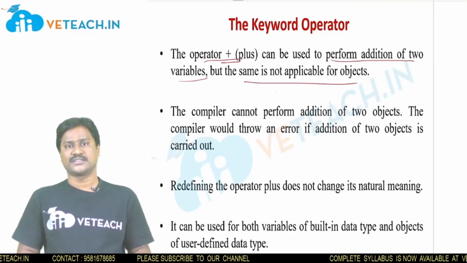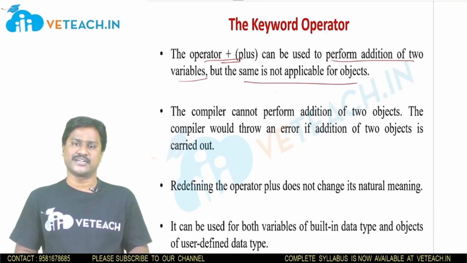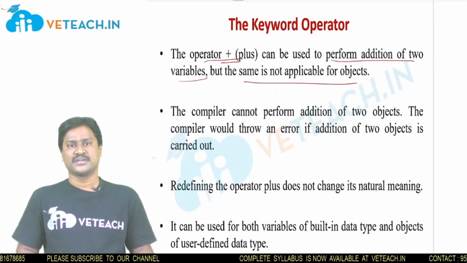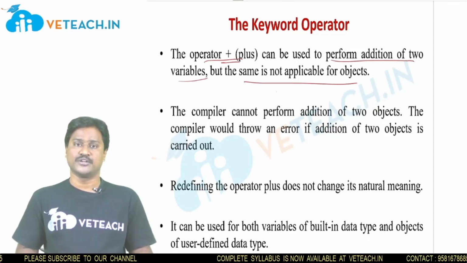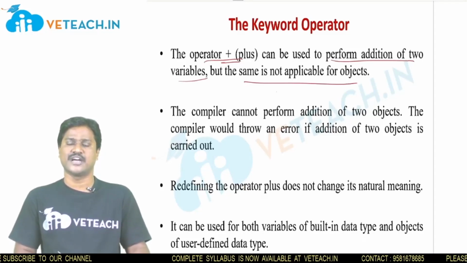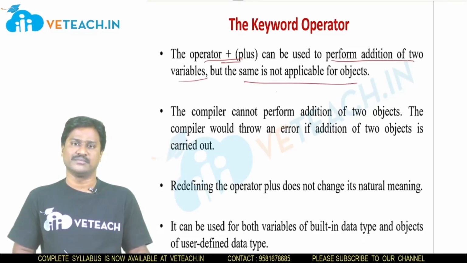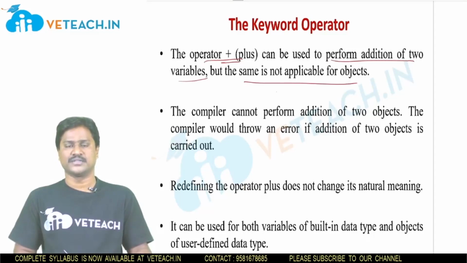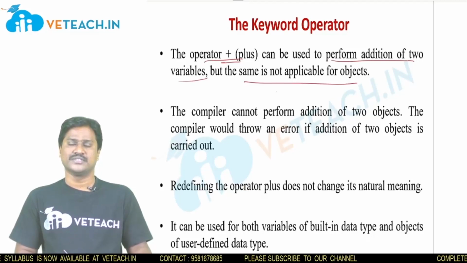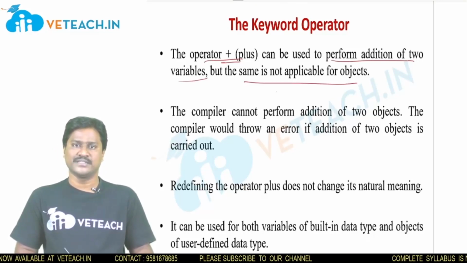The compiler knows how to perform addition between primitive data types like integer and float. But the compiler doesn't know how to perform addition among the objects of the same class. Sometimes we may want to perform addition among two objects, that is, the data inside one object plus the data in the other object of the same class. This type of addition among objects is not known by the compiler.